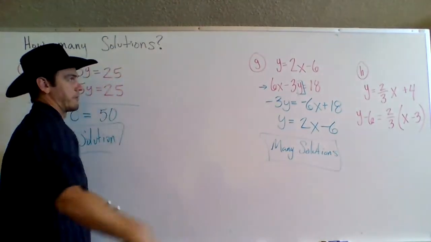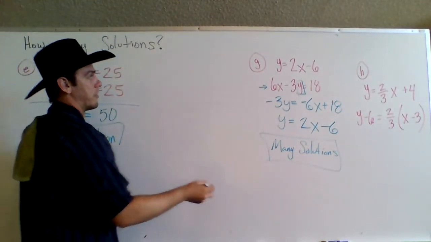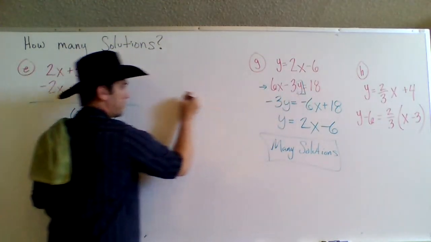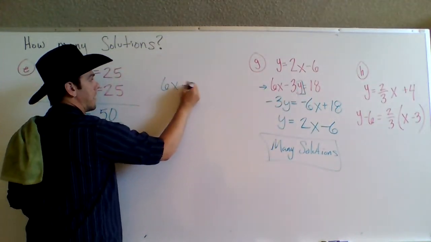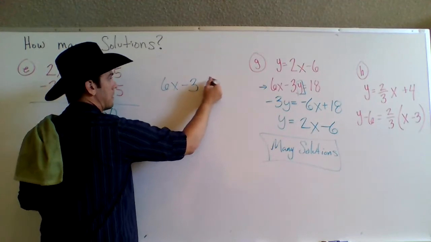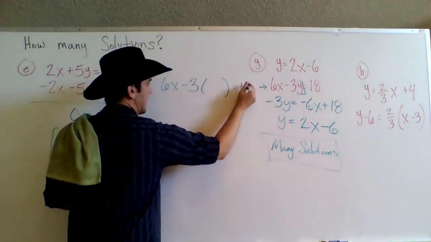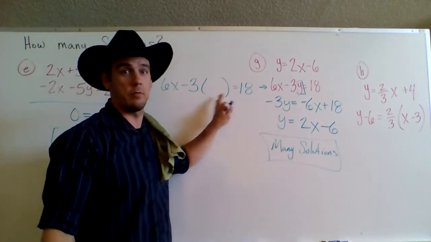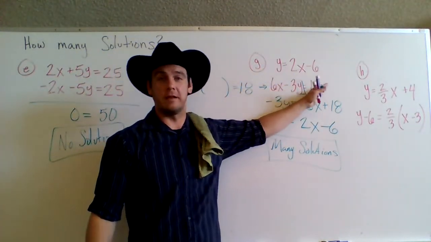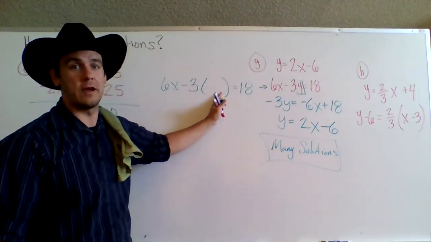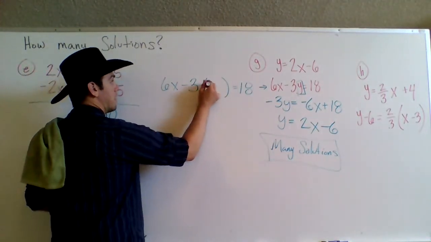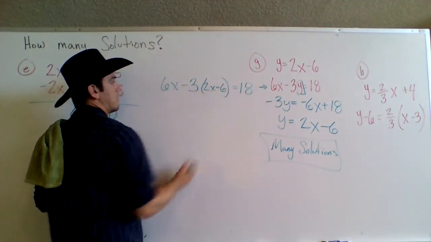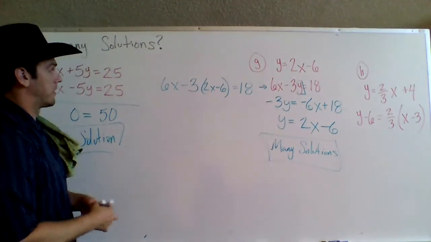I told you that substitution method, right? So I could rewrite this equation, 6x minus 3 equals 18. I didn't write the y, I put parentheses there because y equals 2x minus 6. So I'm going to plug in 2x minus 6 here. Here I could then try to solve.